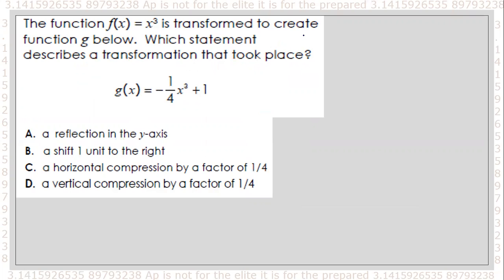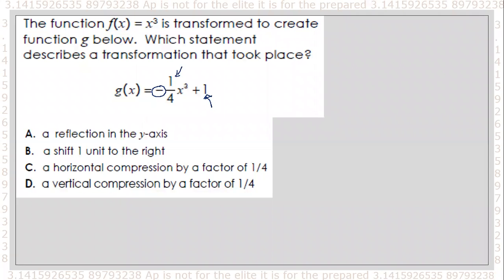So if I told you x cubed is a transformation that is here, and we have this following transformation, -1/4 x cubed plus 3, what are the transformations that occurred? We have this little negative sign, we have this 1/4 and this +1. So go ahead and tell me which transformations took place.